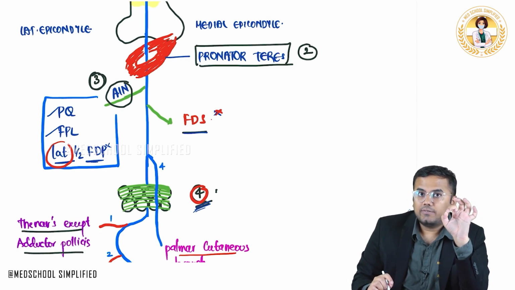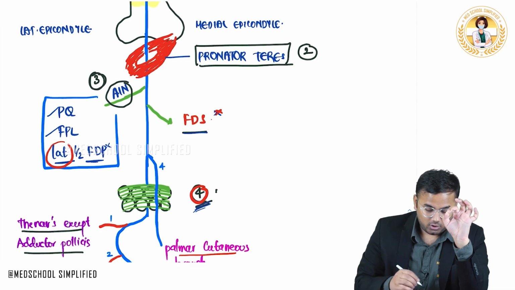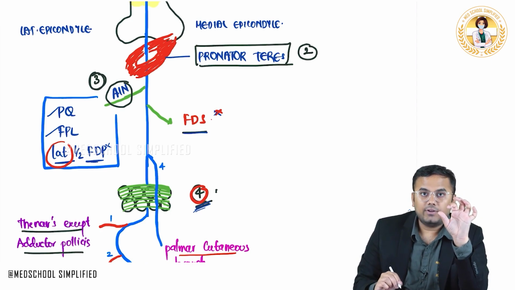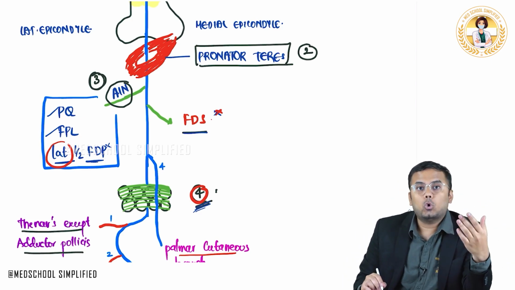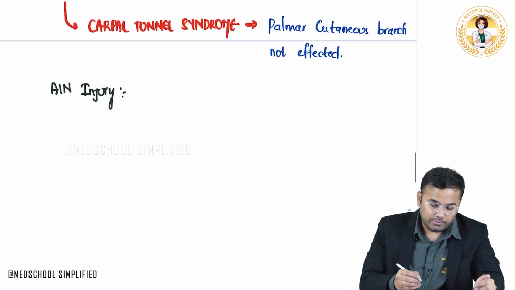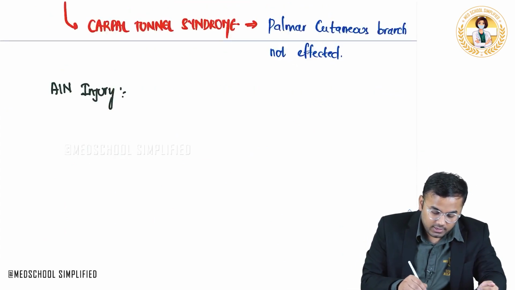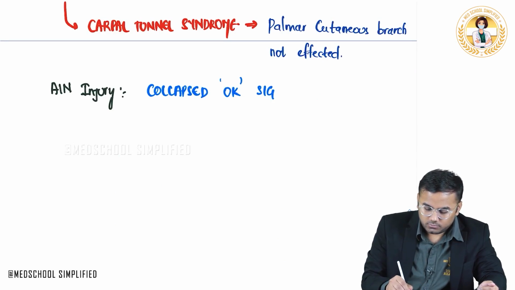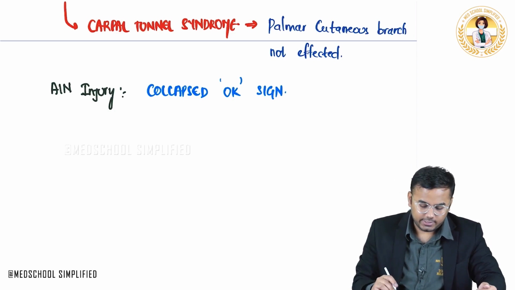If there is anterior interosseous nerve damage, can I make an OK sign? No. What will happen? I cannot pronate, I cannot flex. Instead of flexion, there will be extension. Instead of flexion of the lateral half of FDP, there is extension of the lateral half of FDP. So if I put my finger like this, this is the sign which I can make. This is called the collapsed OK sign. All of you have to remember, anterior interosseous nerve injury will cause the collapsed OK sign.